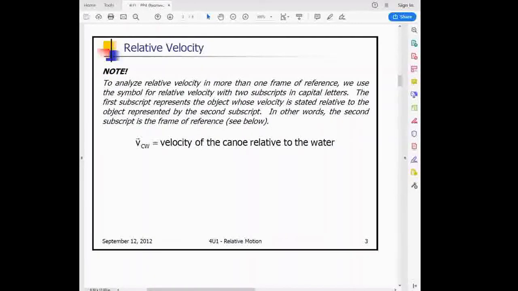So to analyze relative velocity in more than one frame of reference, we use the symbol for relative velocity with two subscripts in capital letters. So what you see here is an example of showing the velocity of a canoe relative to water. So we show V with an arrow above to recognize that this is the velocity vector. And we write C, which is canoe, and then we write W, which is water. This is read as the velocity of a canoe relative to the water.